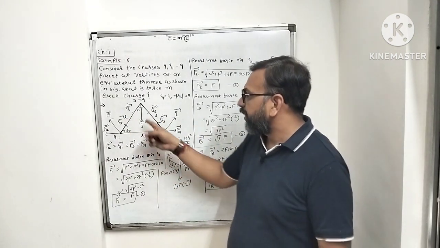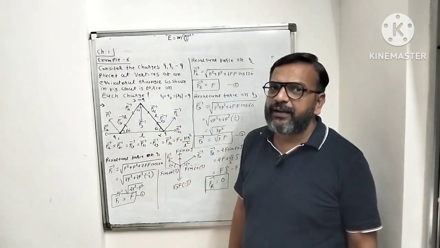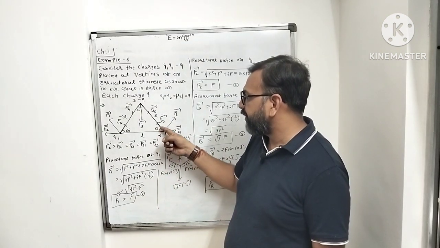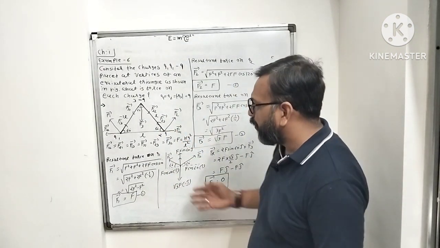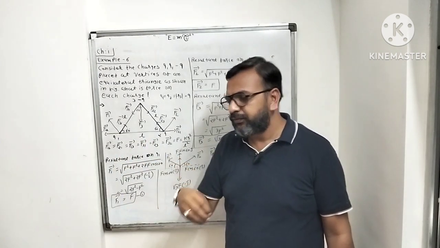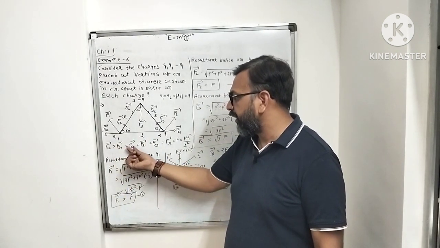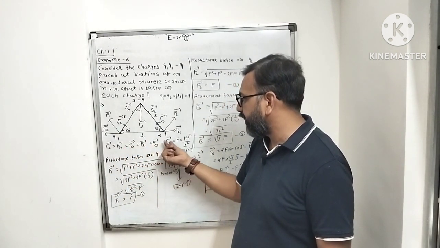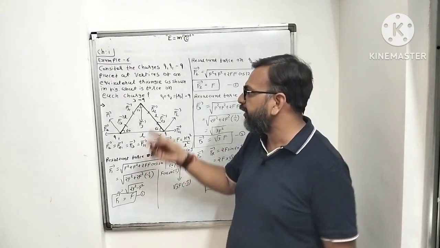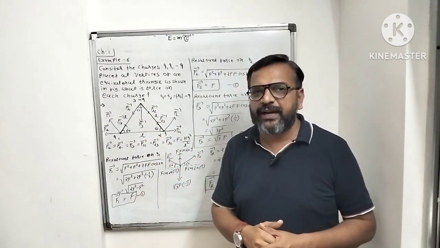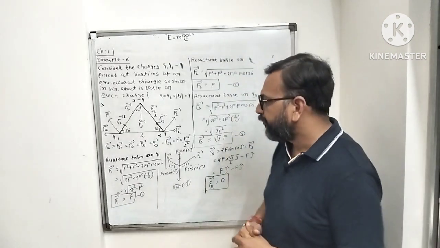Here the triangle is equilateral, so this angle will be 60 and this angle will be 120. So we can write F12, F21, F13, F31, F23, F32, all equal to F, that is kQ square upon L square, where the length of all the sides of the triangle is L.